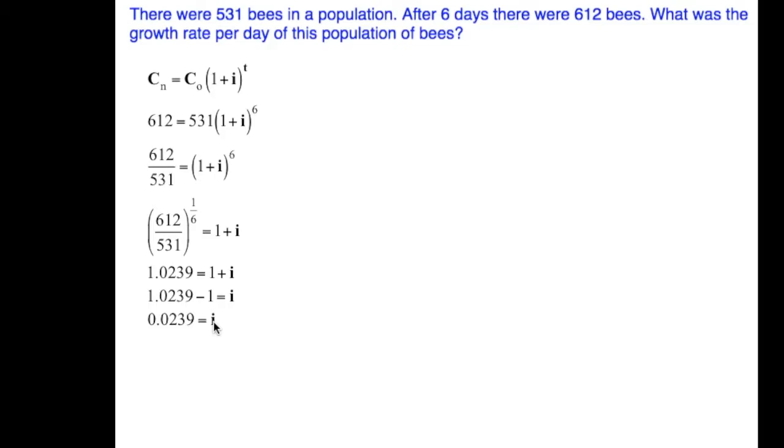To turn into a percentage, I'm going to multiply by 100 and put the percent symbol. Now I've rounded it to the nearest 1/10 of a percent, and you want to do that in this program. That's going to give us 2.4%. The 9 tells it to round up. 2.4% is our growth rate. That's the growth rate of the bee population. So the growth rate per day of the bee population was 2.4%.